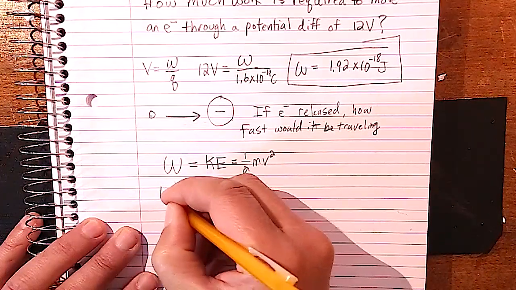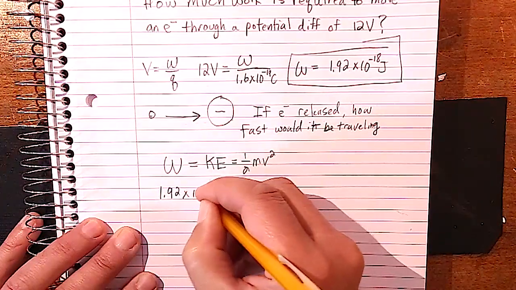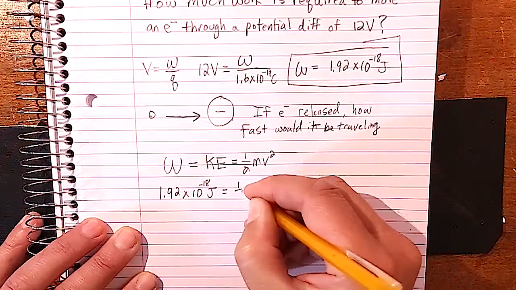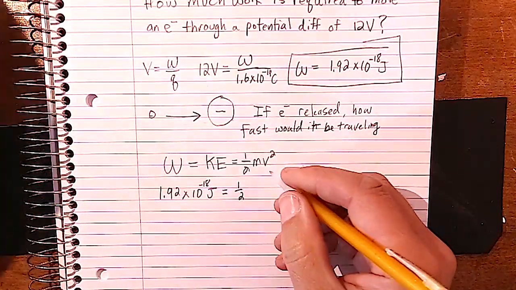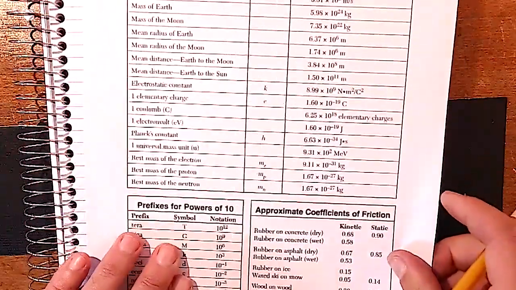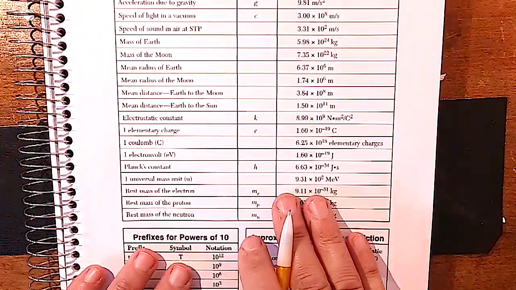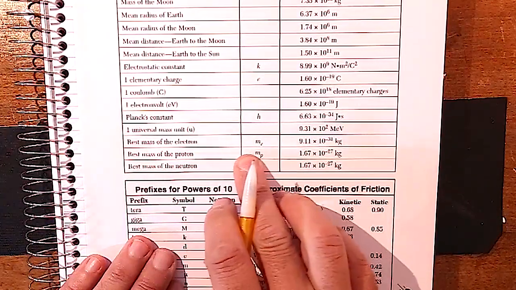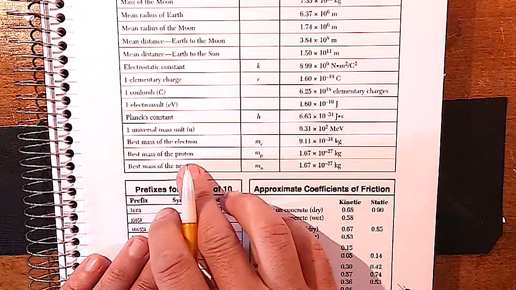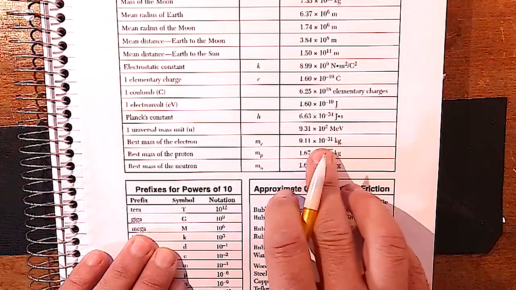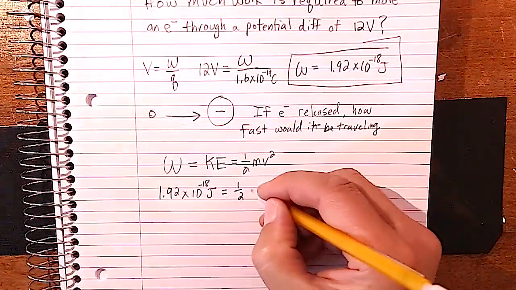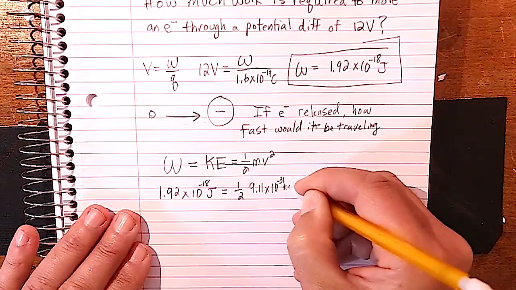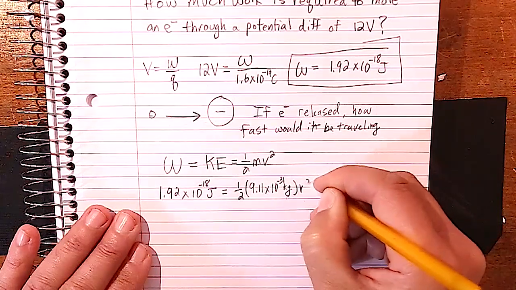And our work or energy done, 1.92 times 10 to the minus 18th joules, is equal to, and here's something new, what's the mass of an electron? Well, on the reference table, they give you the rest mass of an electron right here. And also they give it to you for a proton and a neutron. But we just need the electron, which is 9.11 times 10 to the minus 31st kilograms, times our v squared.